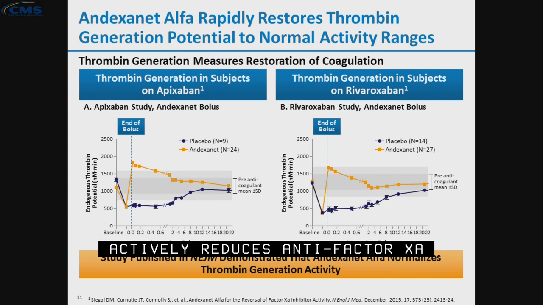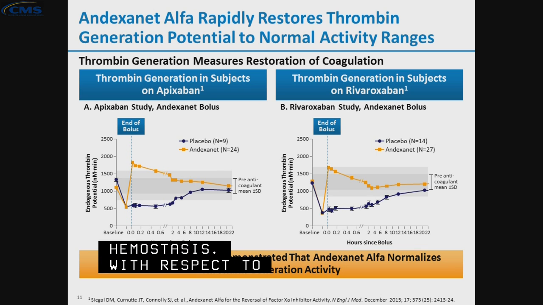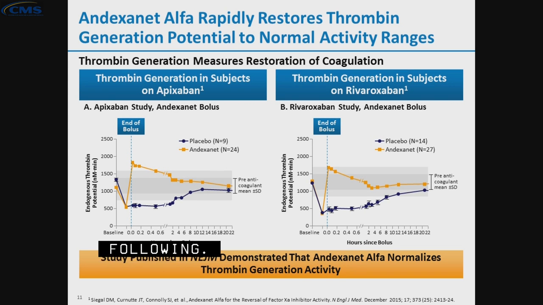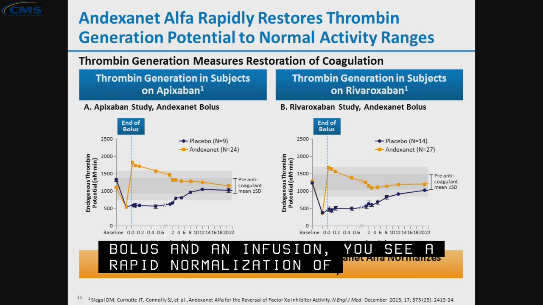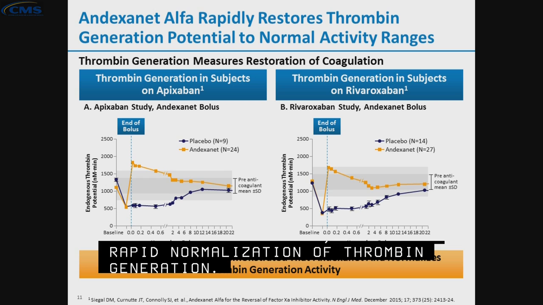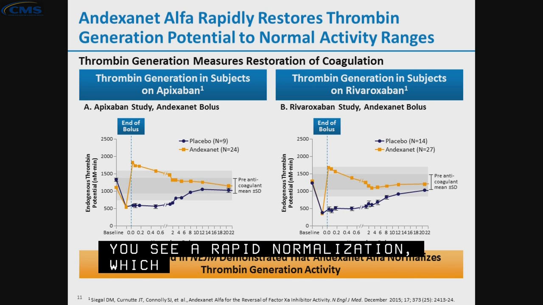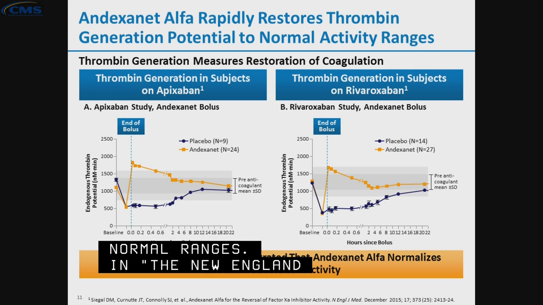With respect to thrombin generation, which is also critical to restoring a normal coagulation cascade, we see the following. In patients who are on apixaban, after you give an IV bolus followed by an infusion, you see a rapid normalization of thrombin generation that persists over time. Similarly, in patients on rivaroxaban, after an IV bolus and infusion, you see a rapid normalization of thrombin generation, which persists over time in the normal ranges. Therefore, in the New England Journal, we found and published that andexanet alpha helps to normalize thrombin generation activity.